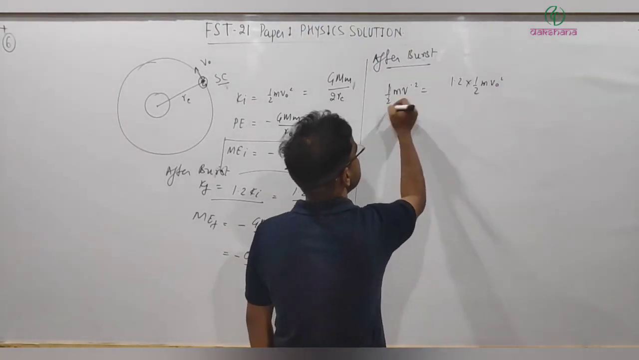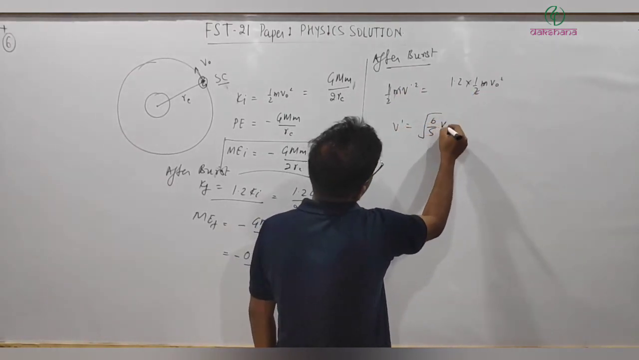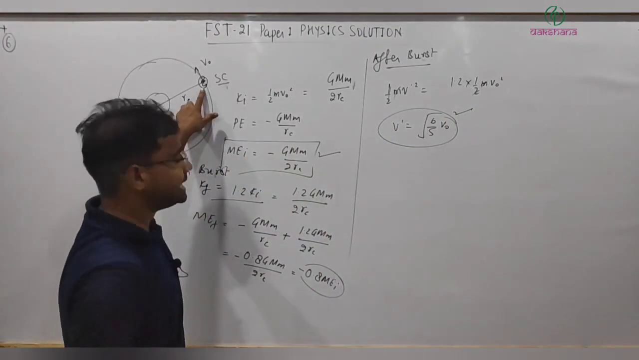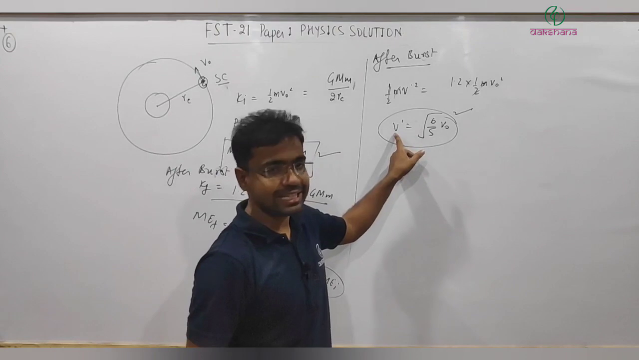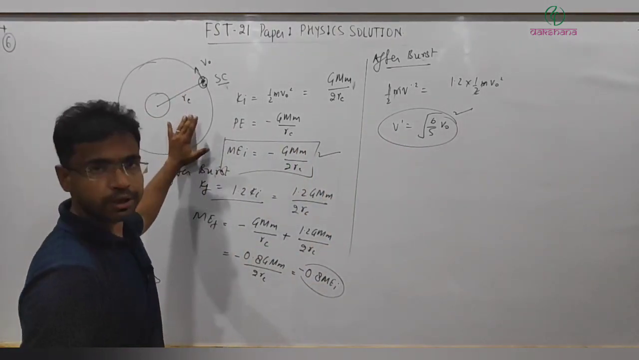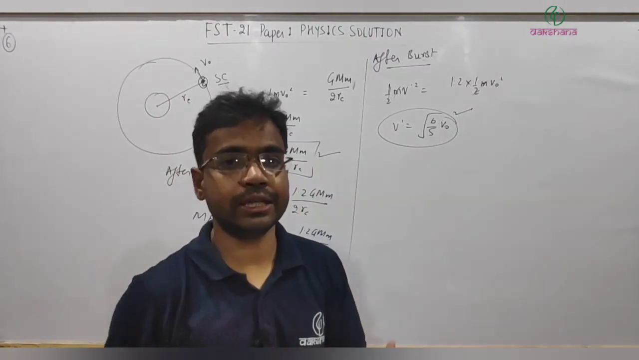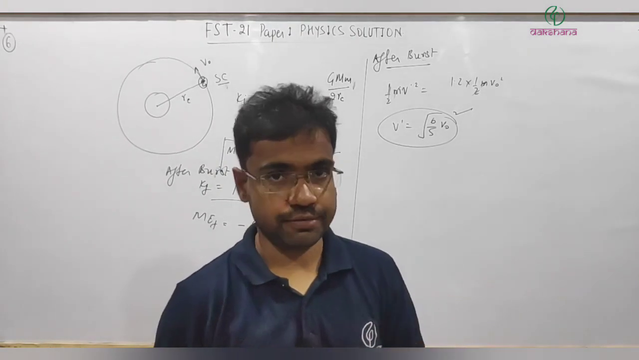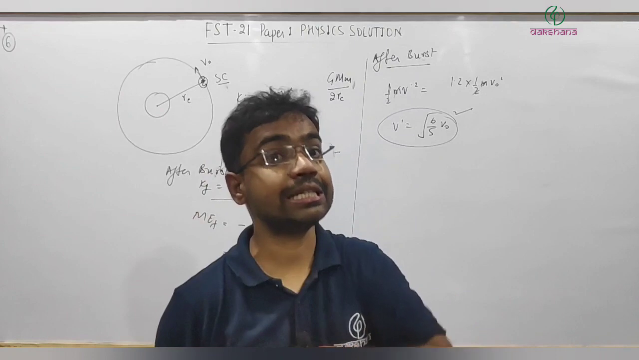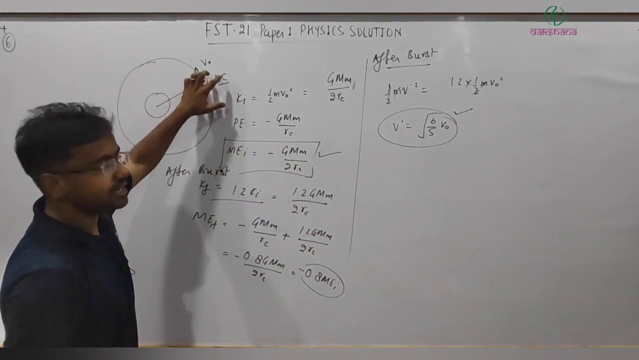This comes out to be simply gone. All this is v prime, equal to under root 6 by 5 v naught. Remember, it's exactly at this point that the velocity has increased because of thrust. So what will happen? It will try to escape from this circular orbit, and because of that, you must be remembering how the orbit of a satellite, or even the orbits of planets around the sun, is elliptical. So here, if the velocity is v naught, then it will be a circular orbit.